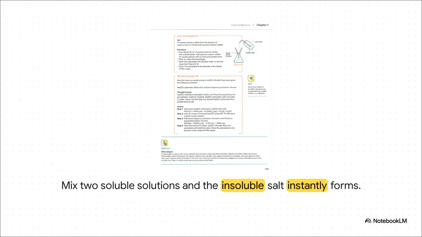Think of it like this. It's kind of like a partner swap at a dance. You start with 2 different soluble salts, both happily dissolved in water. But when you mix them, the positive ion from one solution sees the negative ion from the other solution, and they instantly decide they'd rather be together. And boom, they grab each other and form a new, insoluble solid that just appears out of nowhere. That solid is called the precipitate.